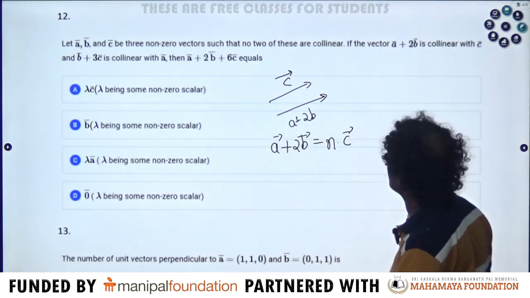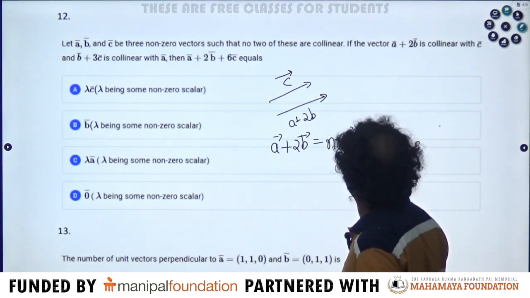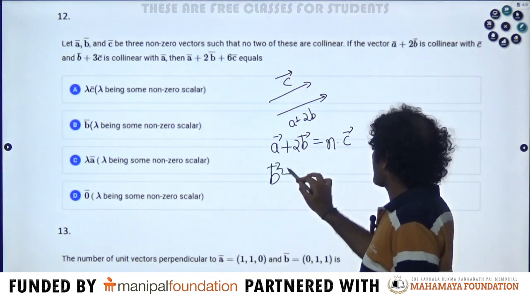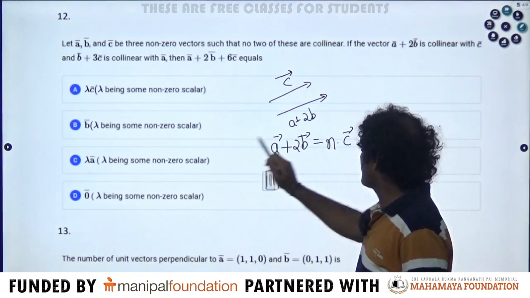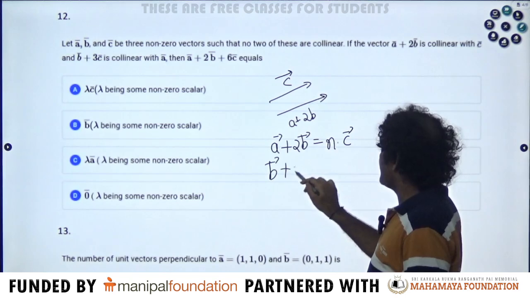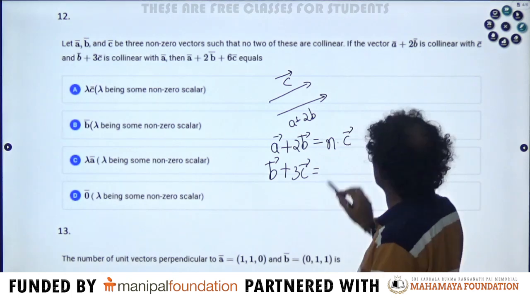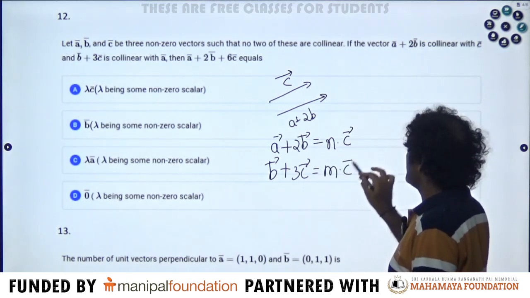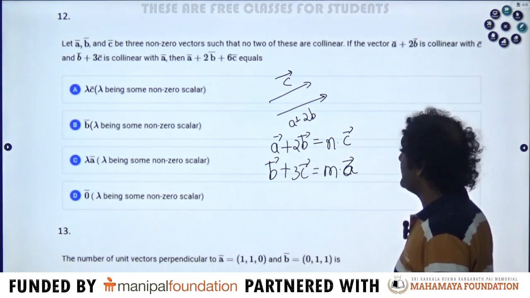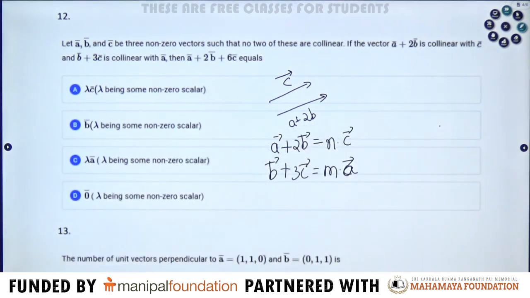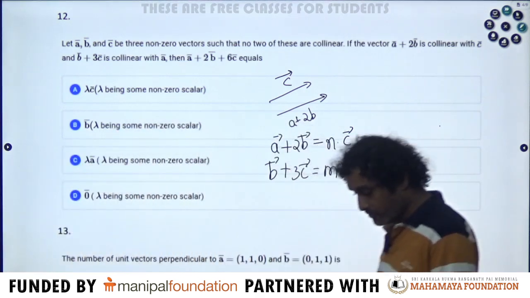Similarly, what else are they asking? b plus 3c. The b vector plus 3c vector is collinear with who? The a vector, that is m into a vector. Put a vector here. So this is how you do it. Is that okay? So substitute.